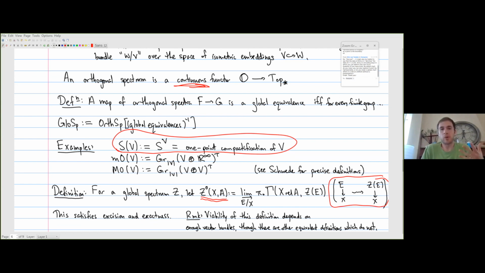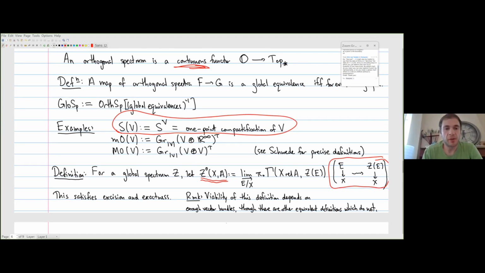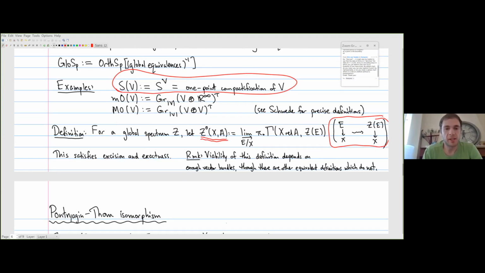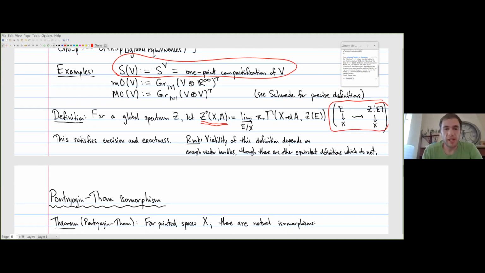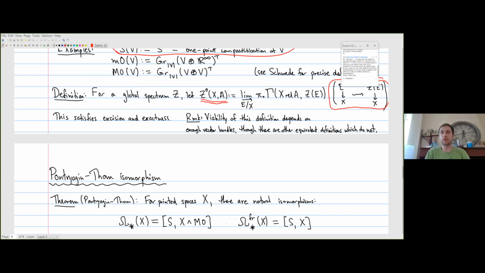There are other ways of making this definition which don't require enough vector bundles, but I'm going to use this one. Okay, so now I think we can finally get to the Pontryagin-Thom isomorphism. So let's recall what it says for ordinary topological spaces. So you have a topological space X.